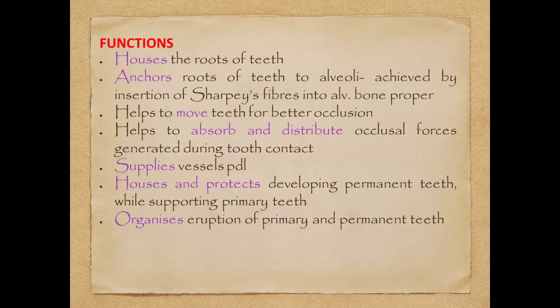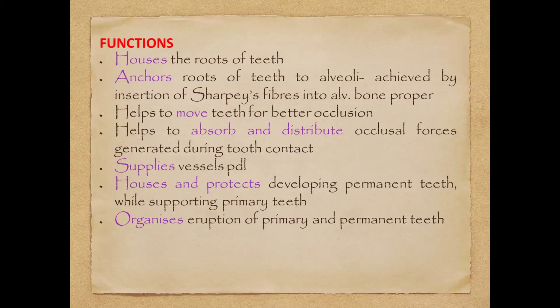The main functions of the alveolar bone are that it houses the roots of the teeth and anchors the roots of the tooth to the alveoli, which is achieved by the insertion of the Sharpey's fibers. It helps to move the tooth for a better occlusion. It helps to absorb and distribute the occlusal forces which are generated during tooth contact.